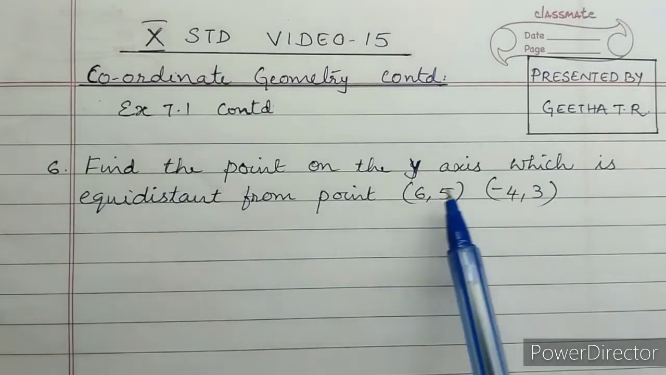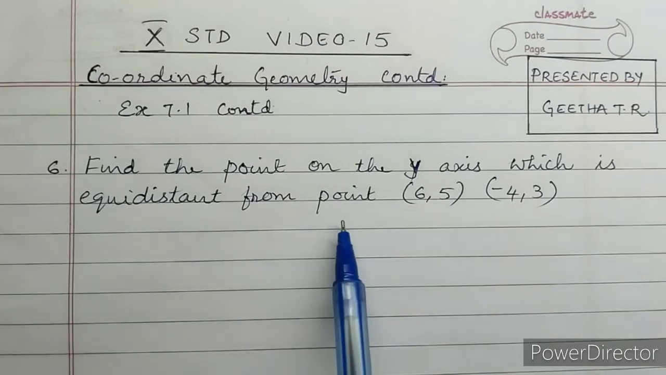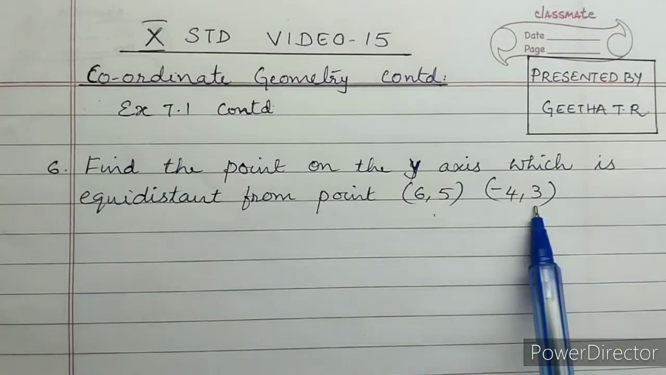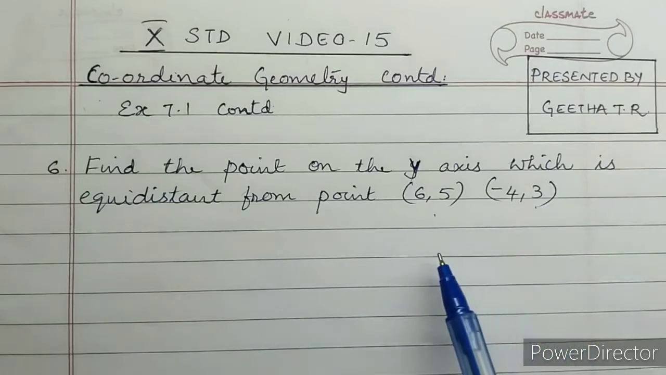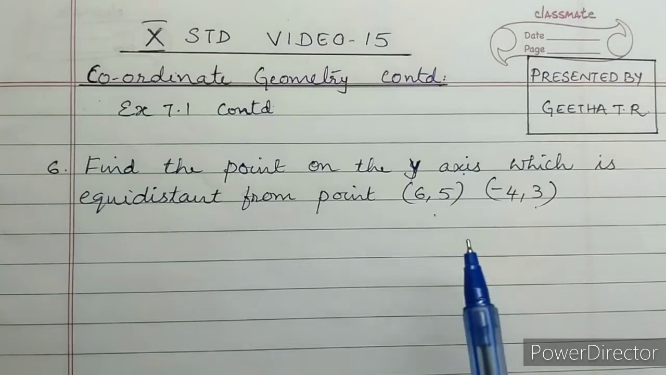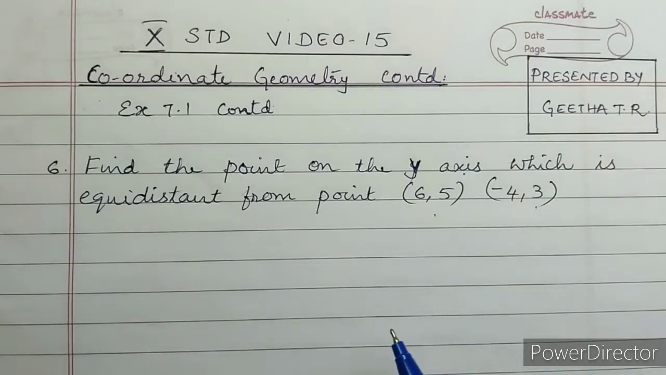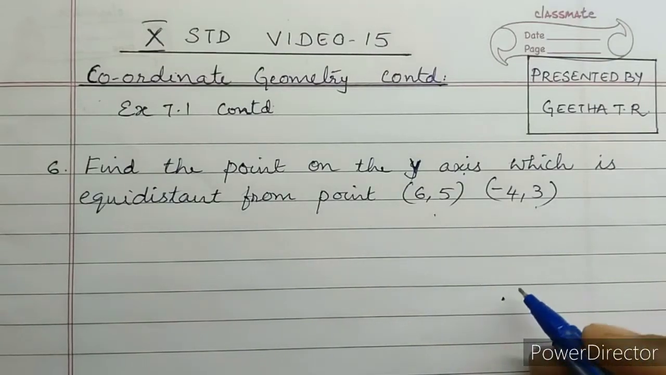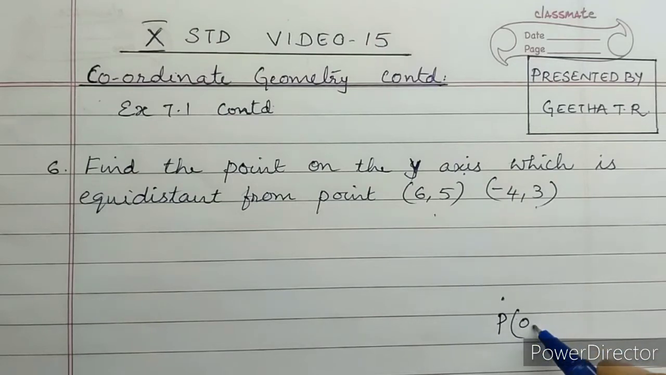Find the point on the y-axis which is equidistant from the points (6, 5) and (-4, 3). In the previous sum I told you, a point on the y-axis you have to take as (0, y) because the x coordinate will be 0 there. A point on the x-axis you have to take as (x, 0) since the y coordinate is 0 there. So we are just marking the point, name it as P. This is on the y-axis, so the coordinates will be (0, y).